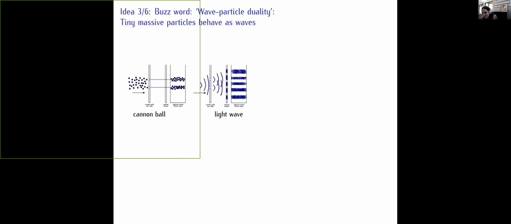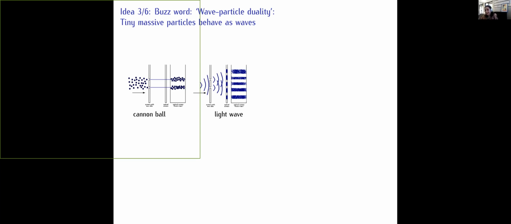Idea number 3, you might have guessed, is still about wave-particle duality, but it's the other side of the equation, right? It's the fact that quantum mechanics now shows us that tiny particles with mass can also behave as waves. I say tiny, massive. Massive here doesn't mean huge, means that with mass, okay, like an electron.